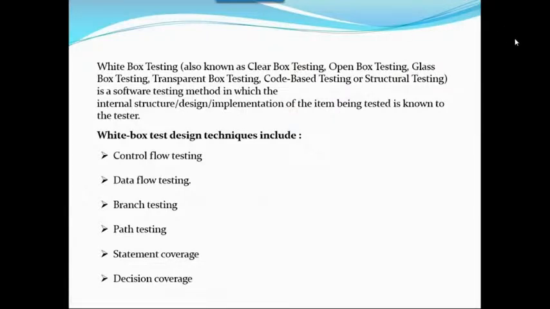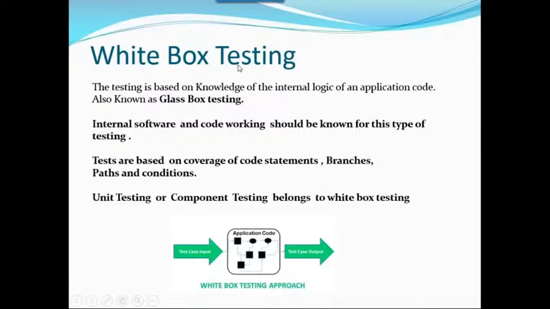Clear box means I'm able to see the code. Open box, glass box, transparent box, all mean I'm able to see the code. There will be many names. You only need to remember one point: white box testing is done by the developer, who at least before sending to the QA needs to check whether the code is working properly or not. Is it clear? Anybody have any question here? This is one of the most important ones, guys. Yes, it's clear. Okay, good.